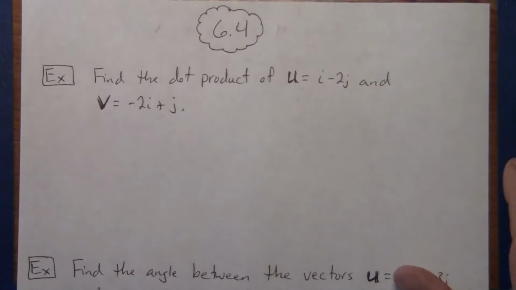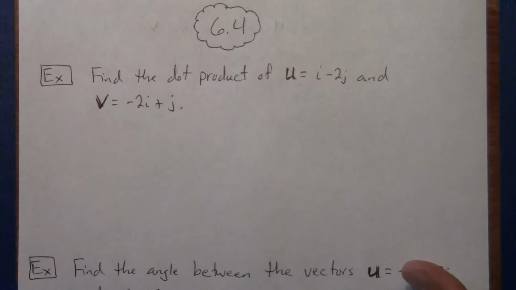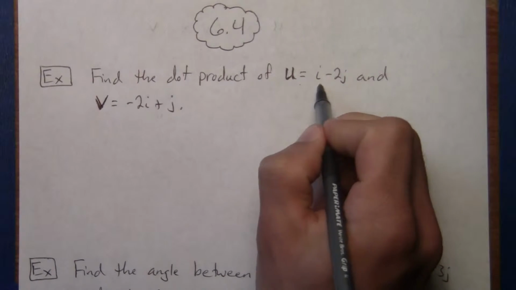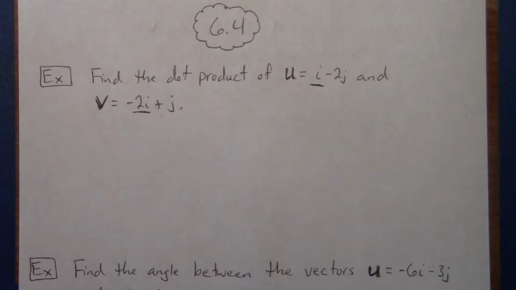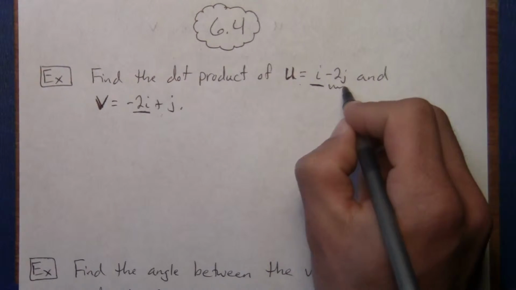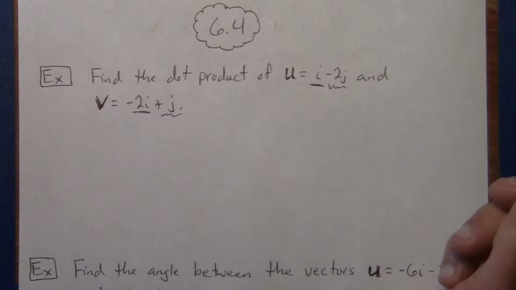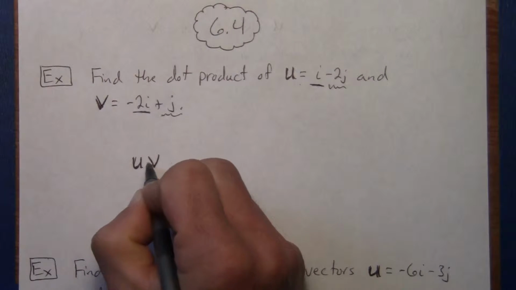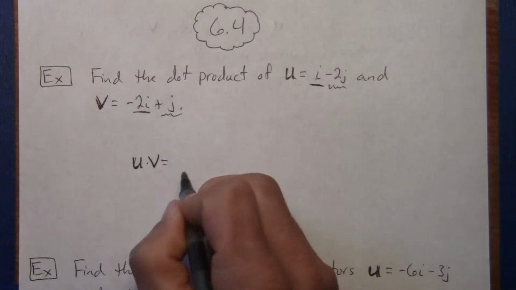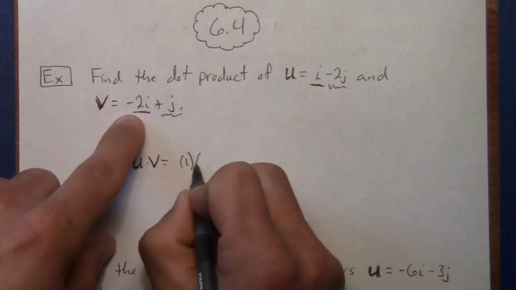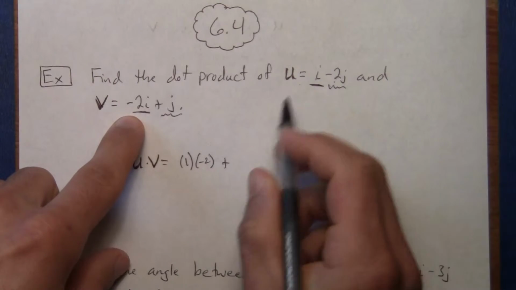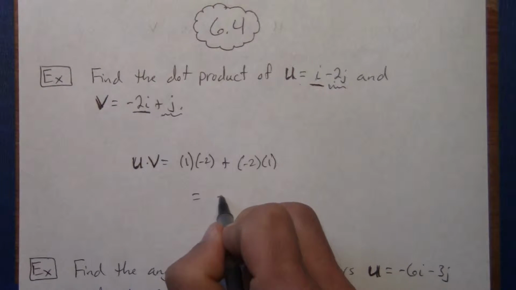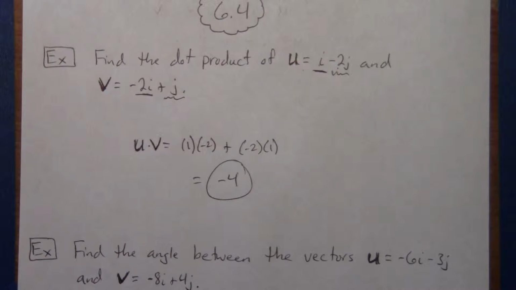All 3 of them are fairly quick in terms of the setup, it's just whether we remember the formula or not. So, find the dot product. What you are supposed to do is multiply the x components together and then add to that what you get when you multiply the y components together. So my work for this would be u dot v is equal to 1 times -2 plus -2 times 1. And so my dot product is going to end up being -4.